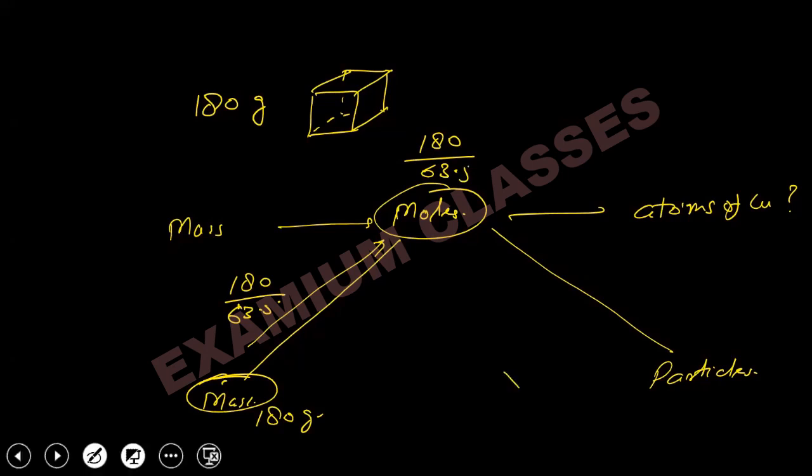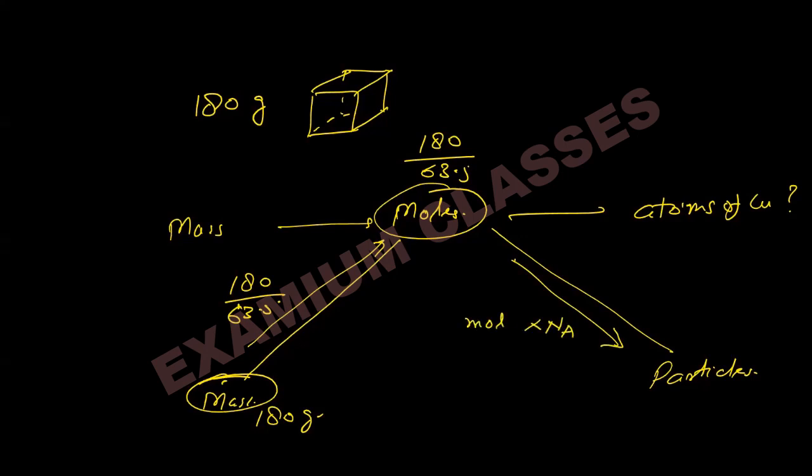And from moles to particles, what we do? We multiply by Na. You remember that or not? Moles to particles, yes, sir. So that's what I did here: 180 by 63.5 into 6.022 into 10 power 23. These many atoms will be there because copper exists as atom. That will be the answer. Okay, sir. Thank you.